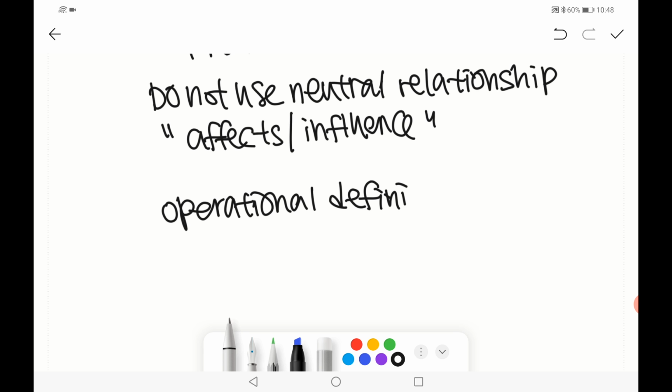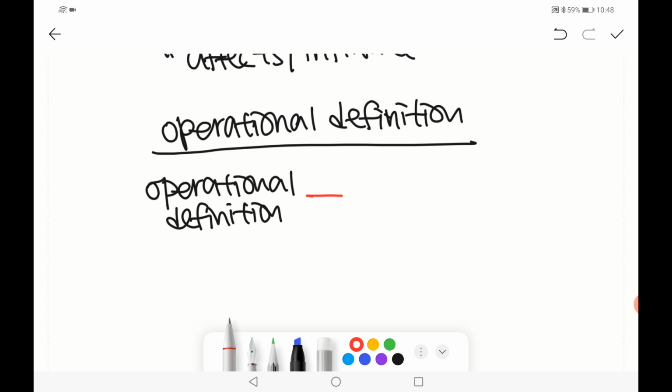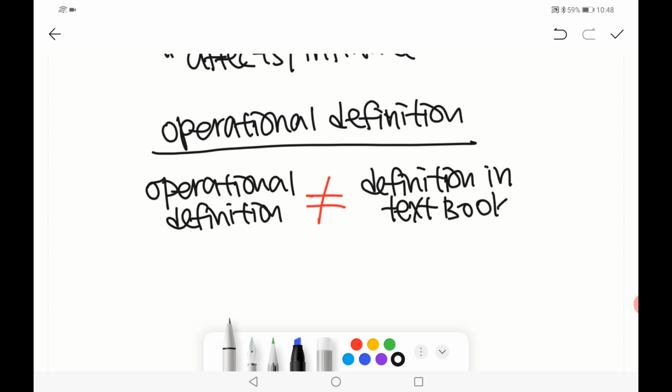So for operational definition, the first thing that you have to understand is this. Operational definition is not the same as the definition in the book. Okay, it's not the same as the definition that you learn in your textbook. Okay, so they are not the same.